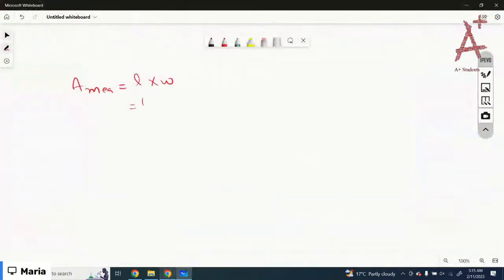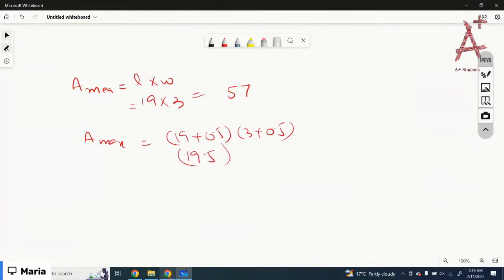So the length is 19 times 3. Got it? So 9 times 3 is 27, 3 times 1 is 3, and so 57. Okay, now you have to calculate the area maximum. So all the values are whole numbers. You just have to add 0.5. It would be 19 plus 0.5 and 3 plus 0.5. So it is 19.5 times 3.5.